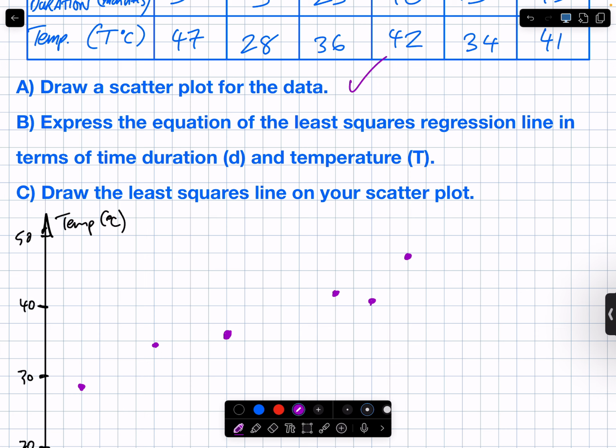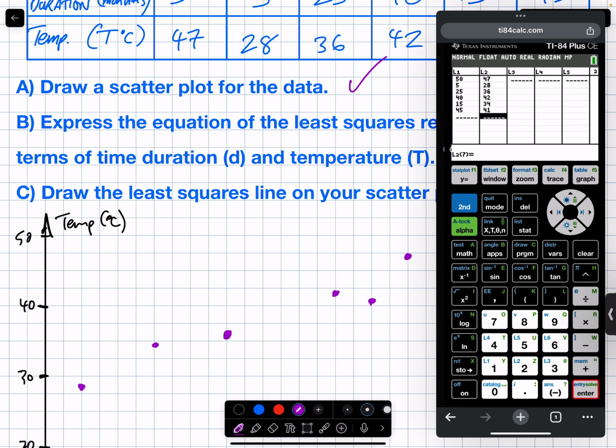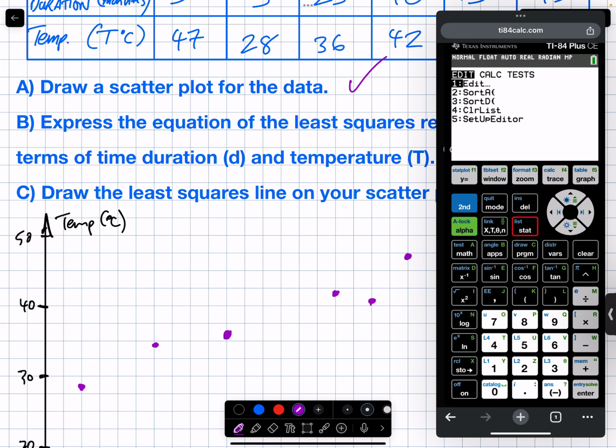Express the equation of the least squares regression line in terms of time, duration, and temperature. So I grab my calculator here. Do I have my temperature and time data in the calculator? How do I calculate the lin reg? You remind me. What do I press? Stat again? Go over to the right and I run a linear regression.